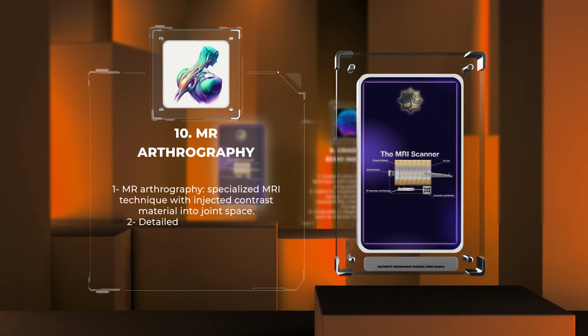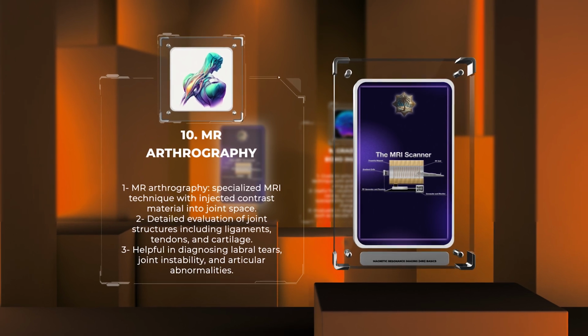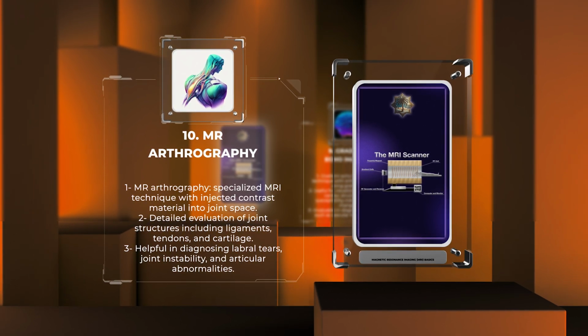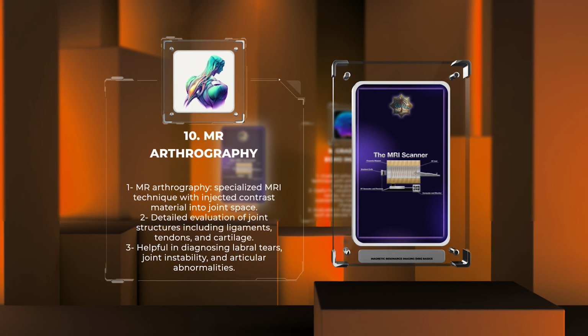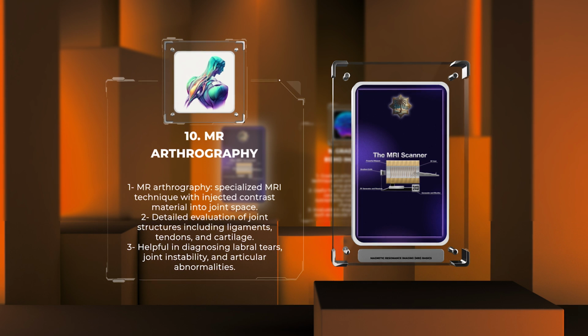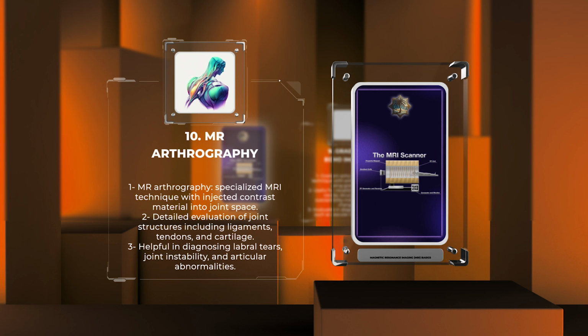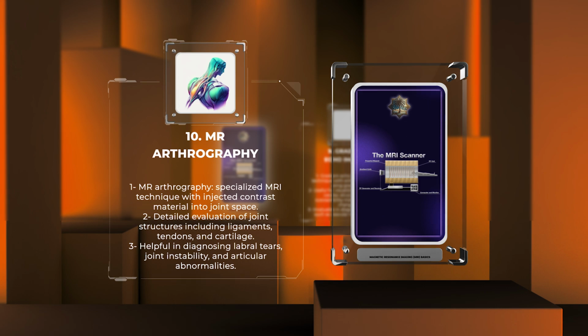Arthrography is a specialized MRI technique that involves the injection of contrast material into a joint space. By combining the advantages of MRI and contrast-enhanced imaging, arthrography offers detailed evaluation of joint structures, including ligaments, tendons, and cartilage. It finds extensive use in diagnosing and assessing conditions such as labral tears, joint instability, and articular abnormalities.